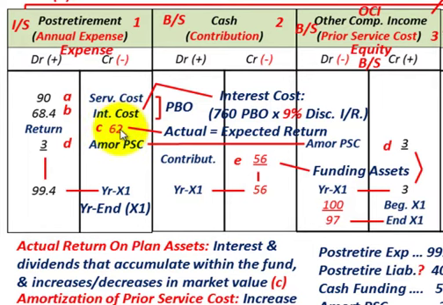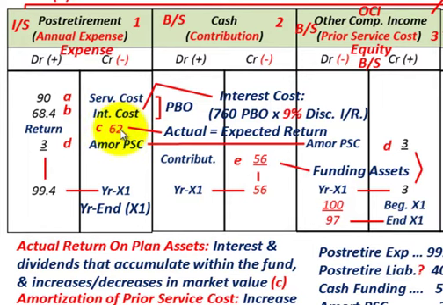That would be the interest and dividends that accumulate within the fund, and any increases or decreases in the market value of any stocks and bonds or whatever we're holding in this fund. So take your return on your investment, or the expected return, and credit or reduce your post-retirement expense by whatever that amount is. And then finally we have some amortization of prior service costs. In this case we debit, or increase, our post-retirement expense by 3, or $3,000. Let's look at what this amortization is.